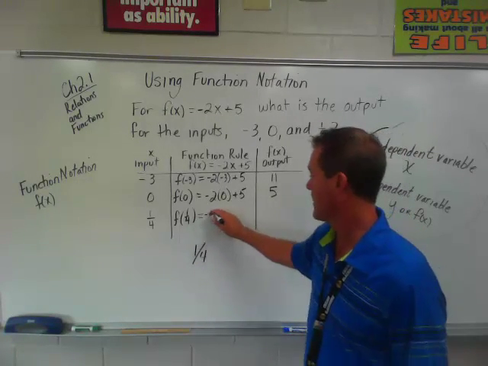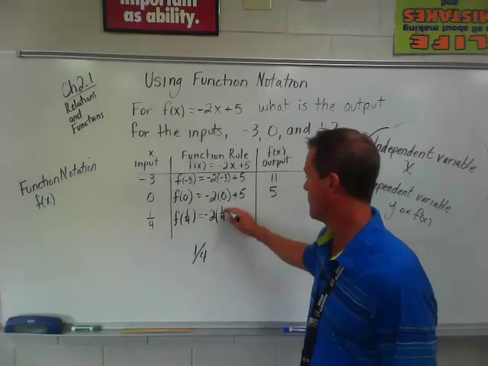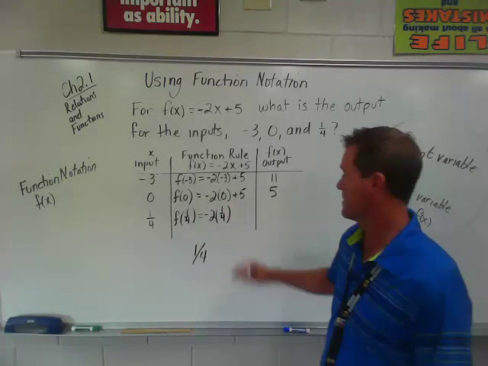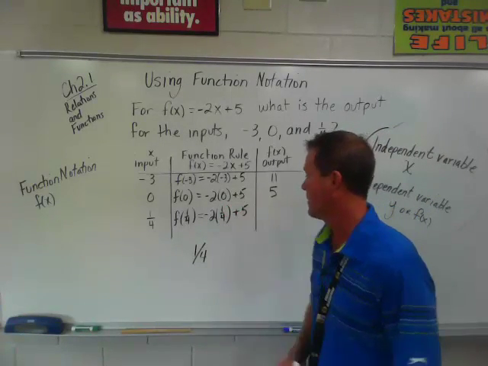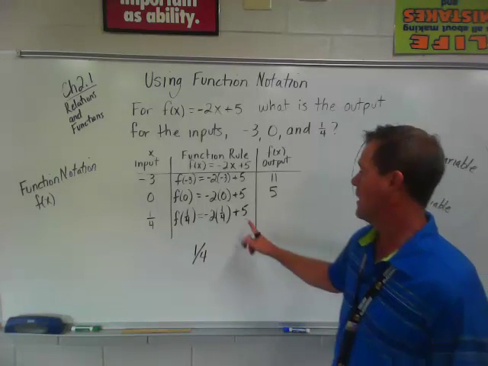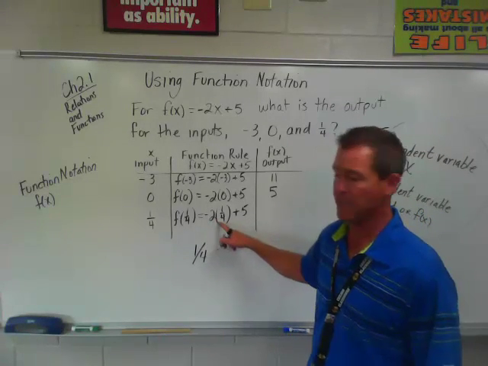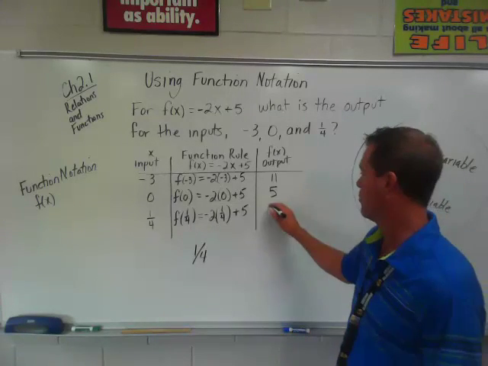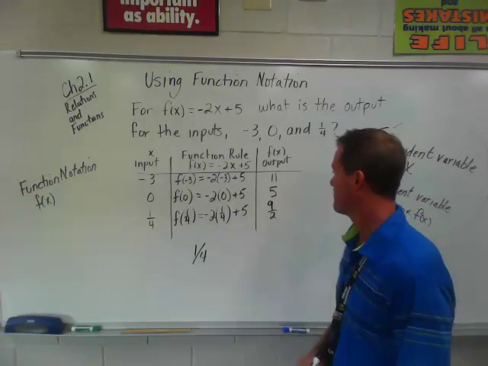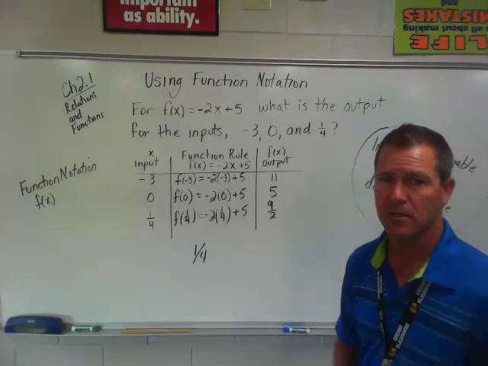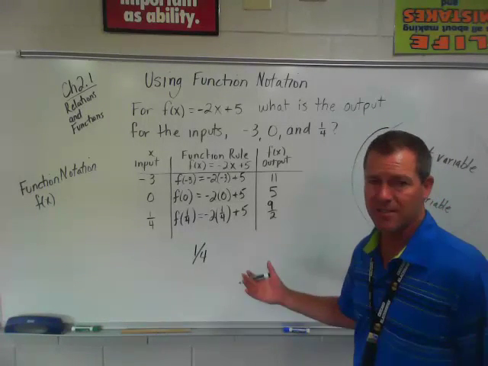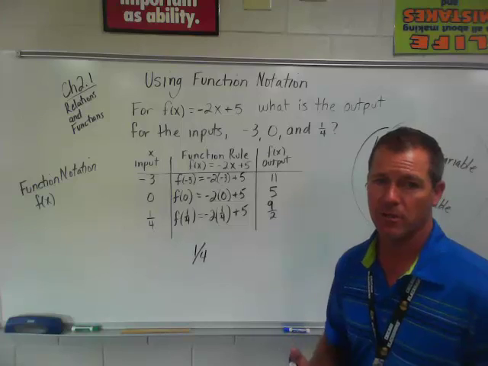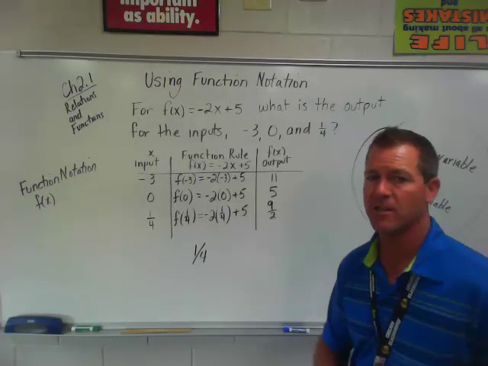So I'm going to go my negative 2, put the 1/4 in the x position, and now do a little math on it. So this ends up being negative 1/2. If I add 5 to it, I get 4 1/2, or 9/2. All right, so that is using the table to determine output values from my function.